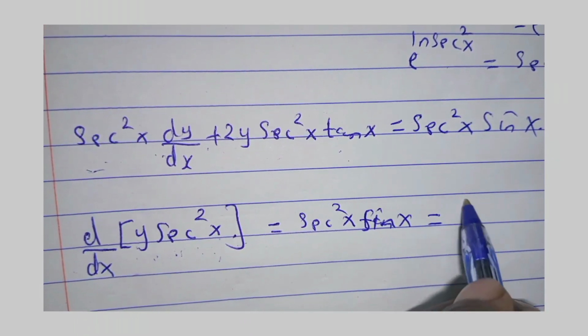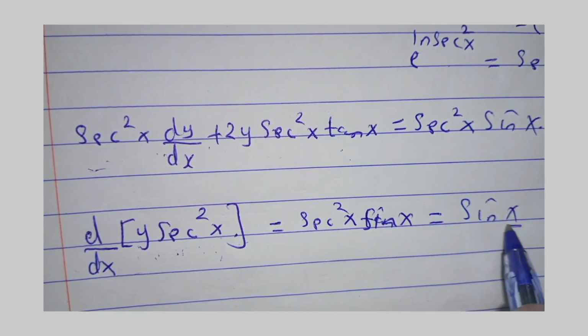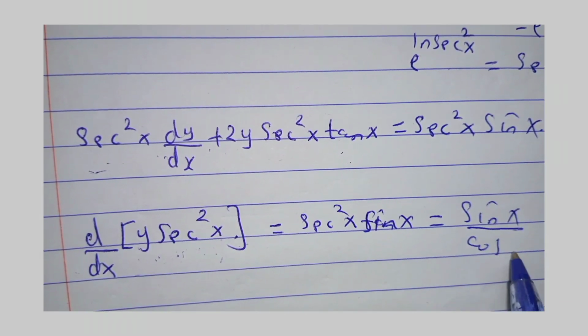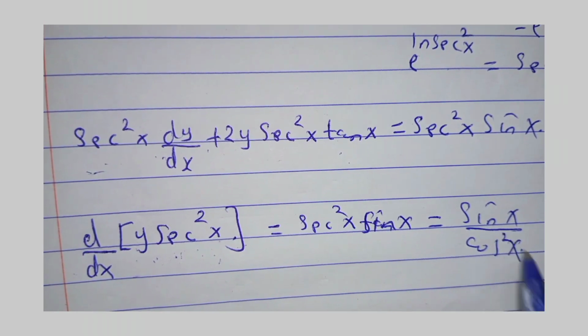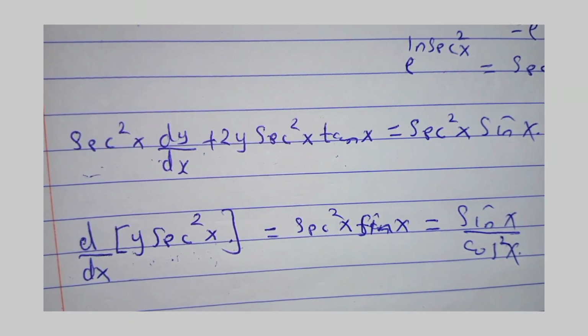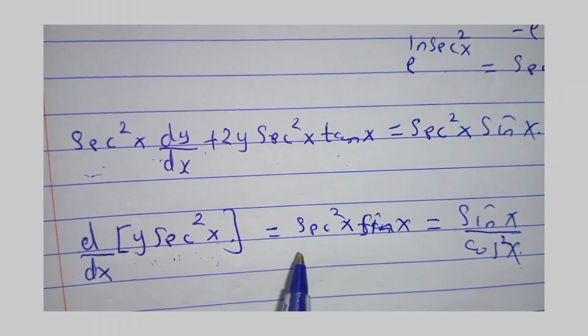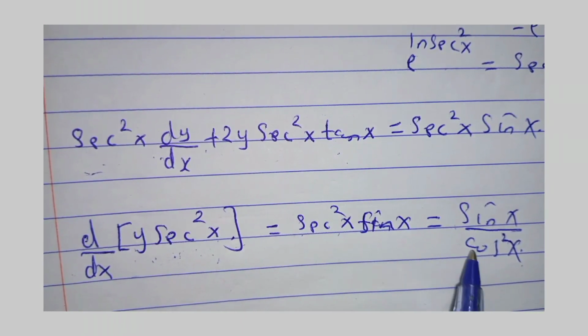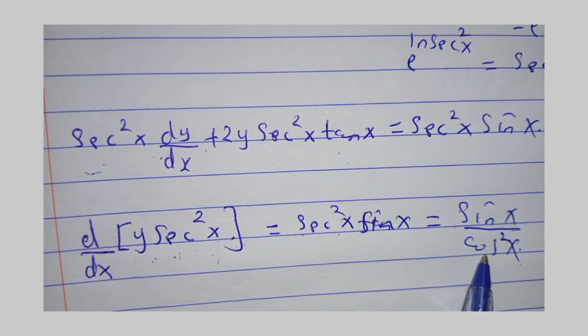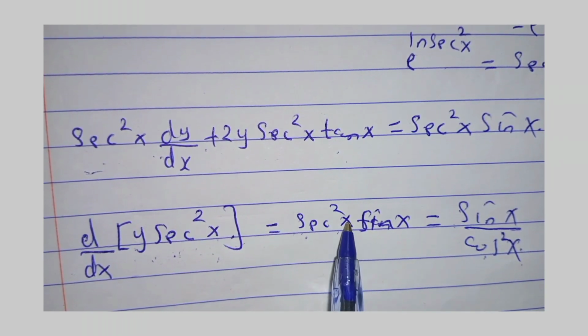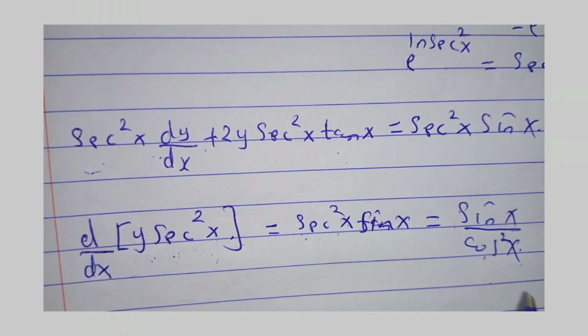The right hand side is sec squared x sin(x), which can be written as sin(x) divided by cos squared of x, using the fact that 1 over cos(x) is the same as sec(x). So that is the fact I am employing here.